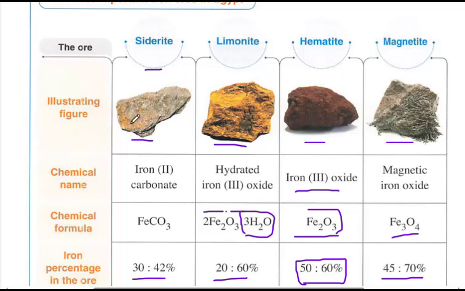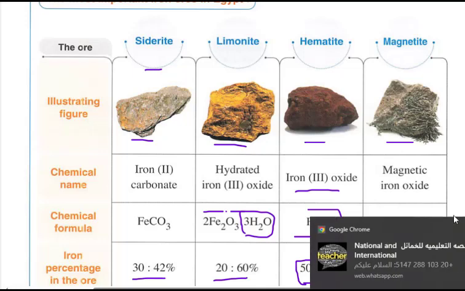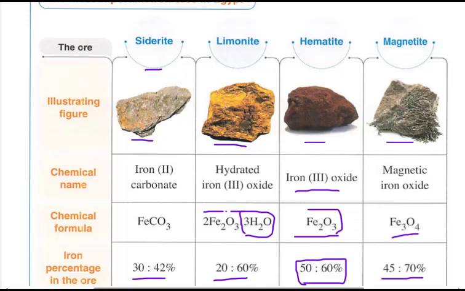The first of them is siderite, yellowish gray. The second, limonite. If you want to remember it, limonite is like the word lemon. Lemon is a fruit, and its normal color is yellow. So limonite here also is yellow. Okay, hematite is red, and magnetite is black.